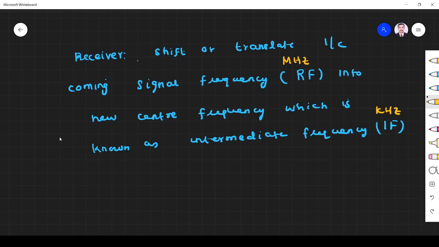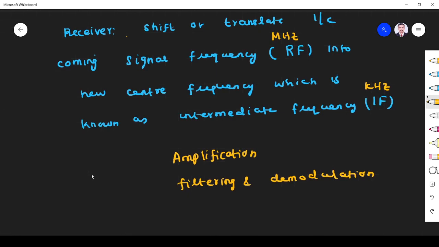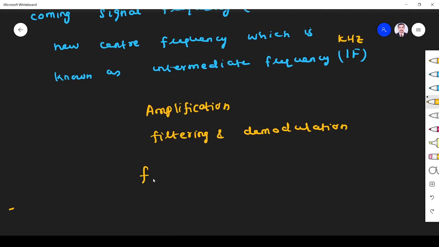In this range only, after shifting, we do amplification, filtering and demodulation on the receiver side. So we do all the processing in the IF range. We never do it in the RF range because it is costly and not economically feasible, and there are many technical reasons that we study in depth in the superheterodyne receiver, not now. The main thing we are doing in the receiver is shifting the RF frequency to the IF frequency.